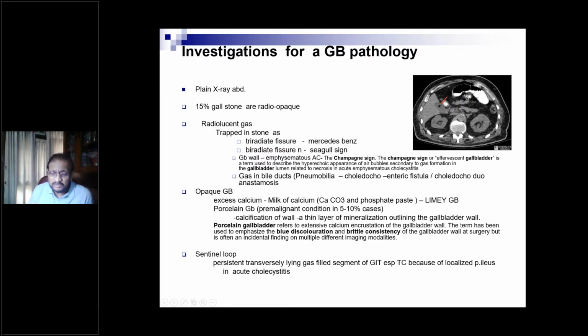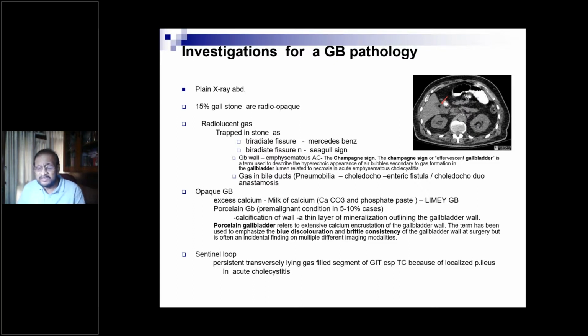Why is it important? It's pre-malignant in 5 to 10% of cases. Initially, we believed 60%. I told you about this in carcinoma gallbladder, right? Now, why is it called porcelain gallbladder? Because peroperatively, when you open the abdomen, these gallbladders appear blue discolored, with a brittle consistency. That's why the name porcelain gallbladder. On a plain skiagram or an ultrasound, you find this calcium incrustation and a lining of calcium all around the gallbladder. In addition, you also find a sentinel loop.